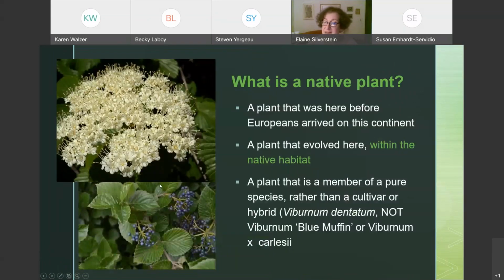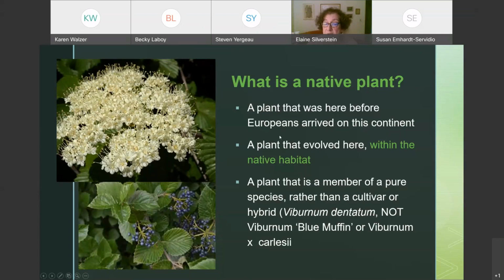Now to backtrack, what is a native plant? There are many different definitions, and I'm actually giving you two here. A plant that was here before Europeans arrived on this continent. Because if you think about it, when the first cow stepped off the Mayflower, she pooped, and there were lots and lots of non-native plant seeds in her poop. So boom, we had non-native plants there. We have a whole category of plants that we call European agricultural weeds. So, a plant that was here before Europeans arrived.